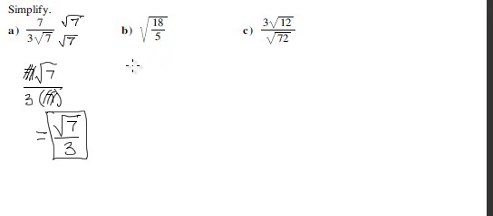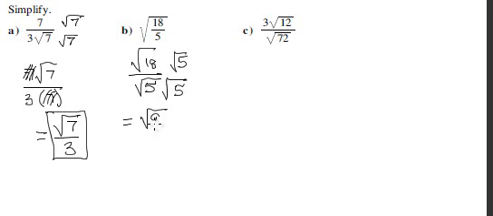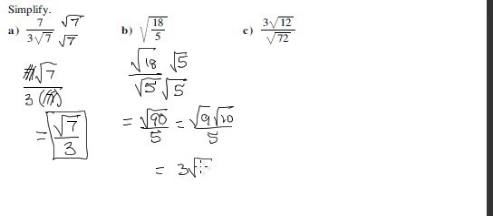Root 18 over 5. You can think of this as root 18 divided by root 5. In fact, that's normally how I prefer to write them, 2 separate roots. And now to rationalize it, of course, we multiply by root 5 on the bottom and up top. That gives us root 90 over 5. But root 90 is root 9 root 10. And so when this is all the way cleaned up, we get 3 root 10 over 5.